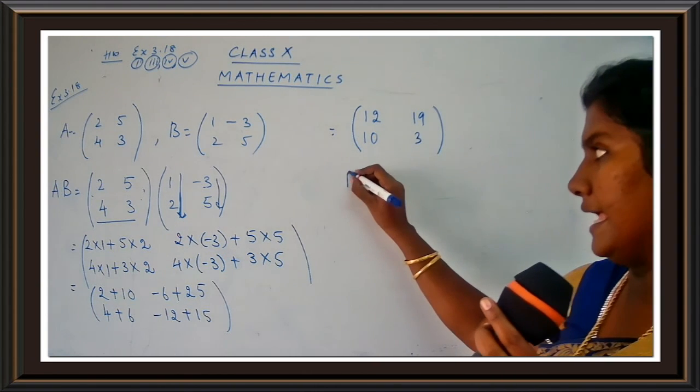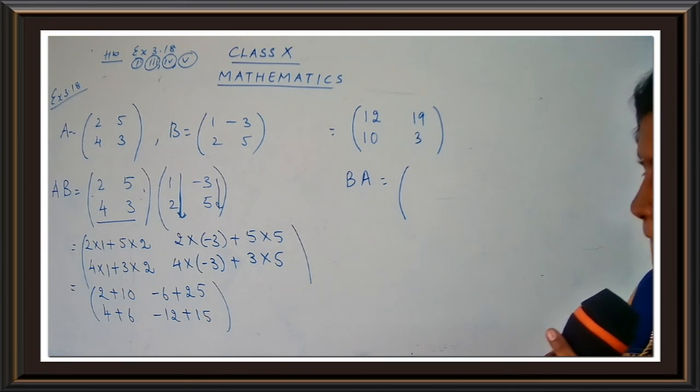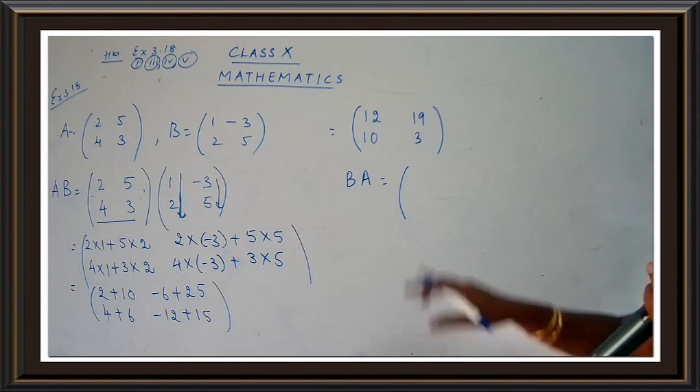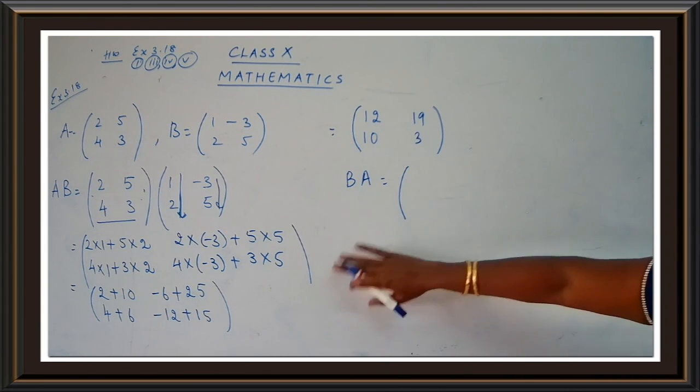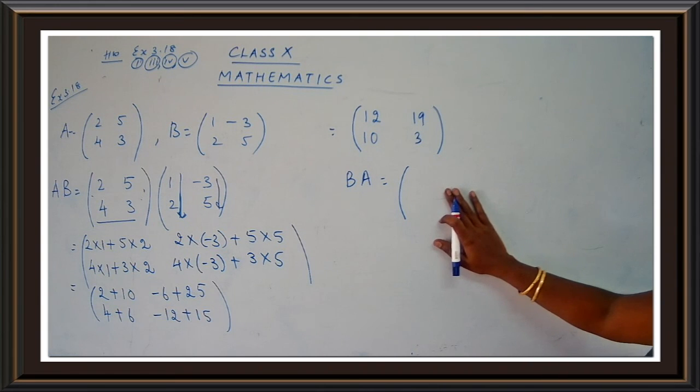Now let us go for BA. I'll just explain to you once again. Do not worry. Go for BA. When we go on multiplying, children, we'll get an idea how to do the matrix multiplication. So BA. Have you finished all this? You're going to proceed along with me. Come on, let's start the work together.